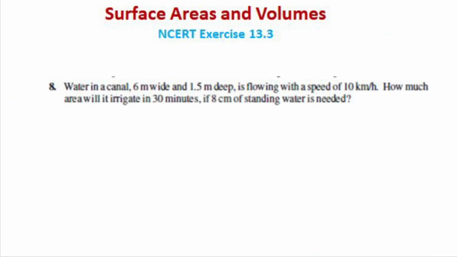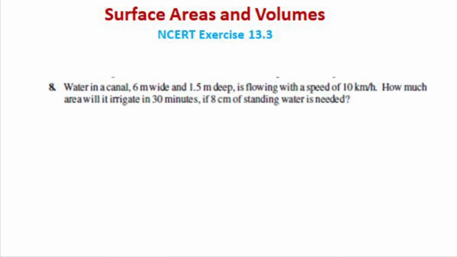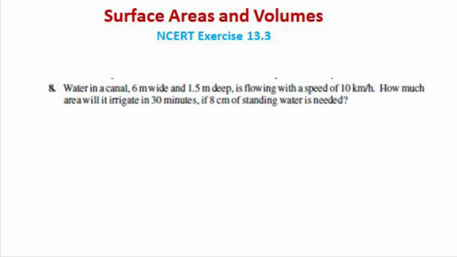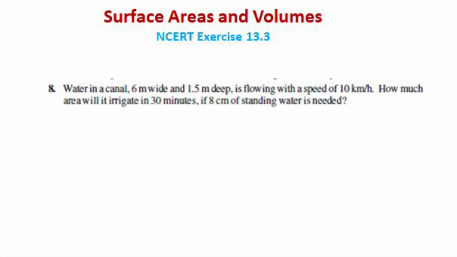And question number 8. So question number 8 says, water in a canal 6 meter wide and 1.5 meter deep is flowing with a speed of 10 kilometer per hour. How much area will it irrigate in 30 minutes if 8 centimeter of standing water is needed? Okay. So let's understand the question first.